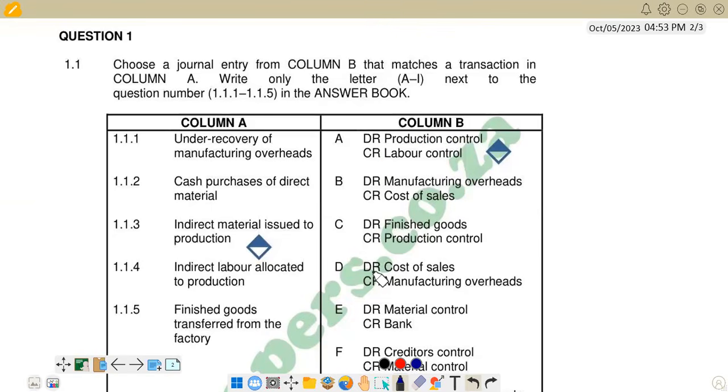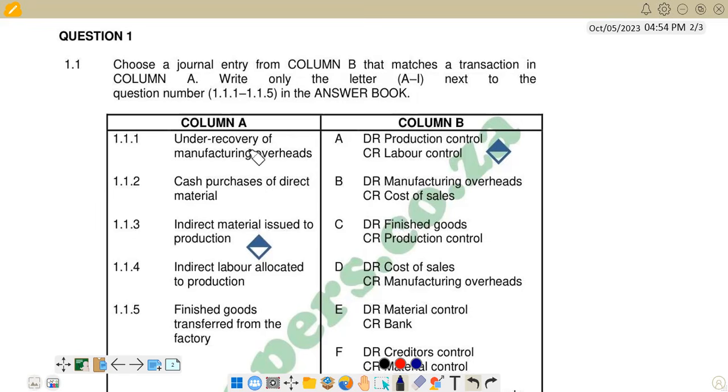I would like to look at a question from June 2023, question 1. The question reads, choose a journal entry from column B that matches a transaction in column A. Write only the letter A to I next to the question number, that is 1.1.1 up to 1.1.5 in the answer. We are seeing that we have some transactions in column A, and then we've got some journal entries that are listed in column B in terms of debiting and crediting, right?